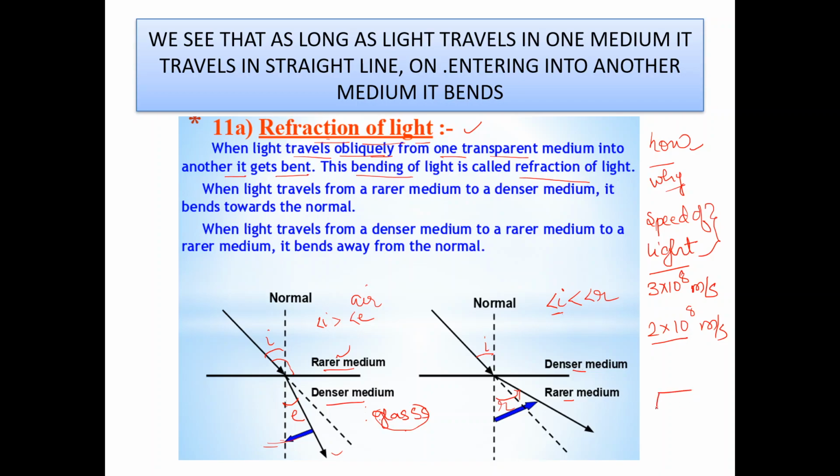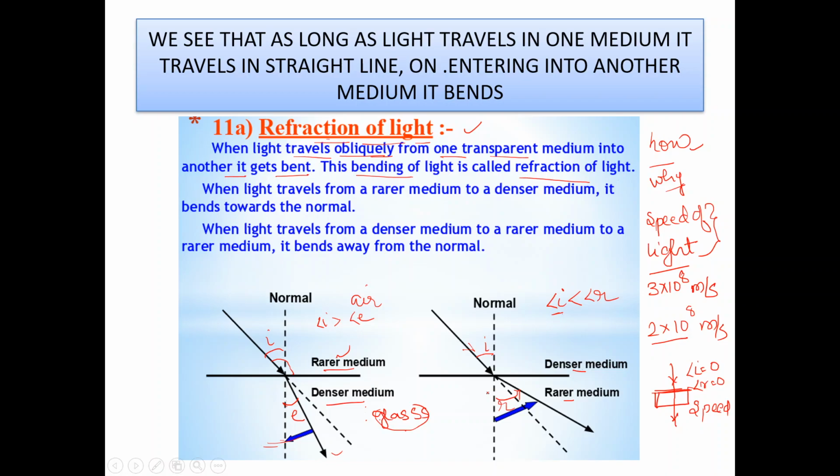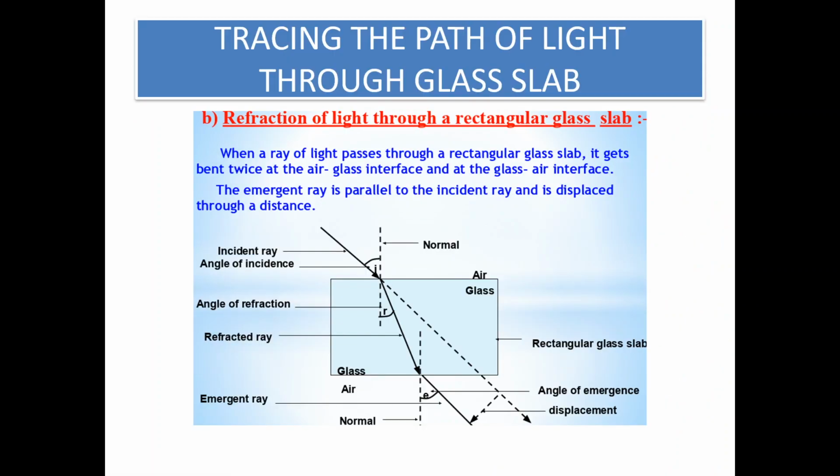Now suppose you are having a rectangular glass slab, and the light rays are falling normally on this. What will happen? It will pass through the glass slab without bending. Here angle of incidence is equal to 0, angle of refraction is also 0. Here also the speed of light changes, even then it passes straight through the glass slab. It means what is the condition for refraction? That light rays should fall obliquely on the surface of the transparent medium.